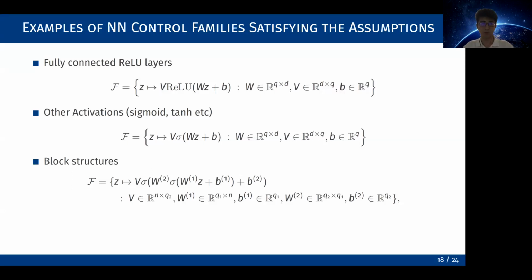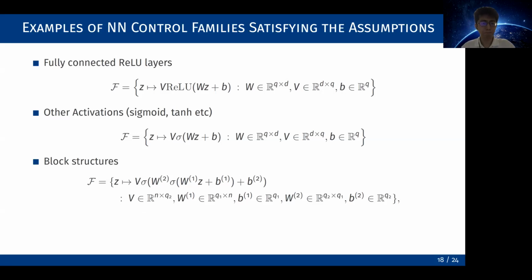So that's the first observation. And this allows us to really apply this theorem to a lot of different architectures. The usual ReLU architecture is trivially satisfied because the ReLU function has this well built into it. But other activations you can also show. And in fact, even some block structures you can also show.